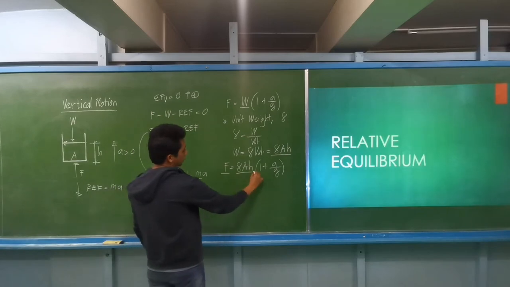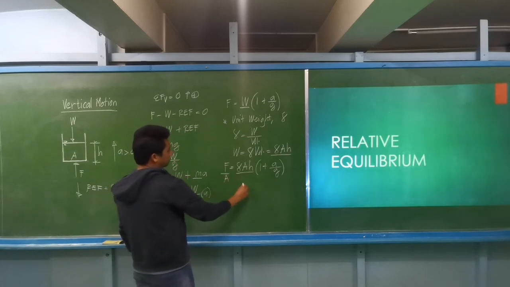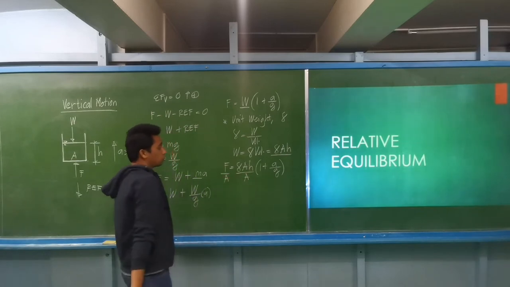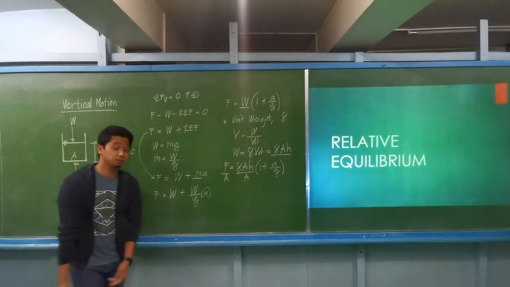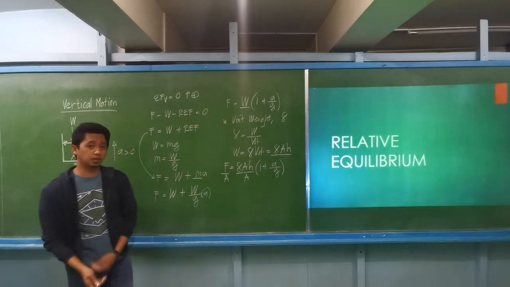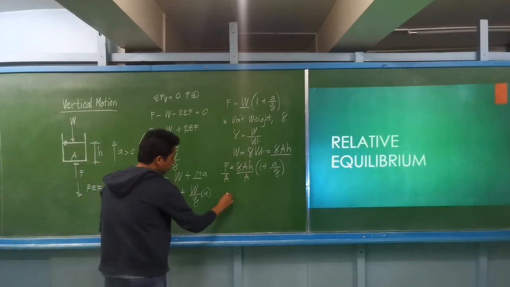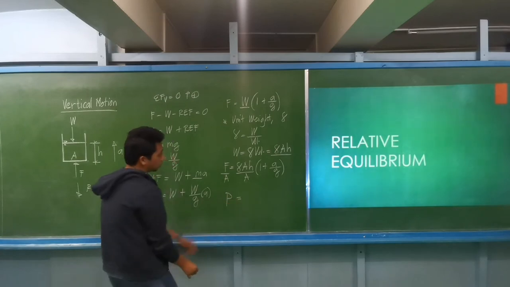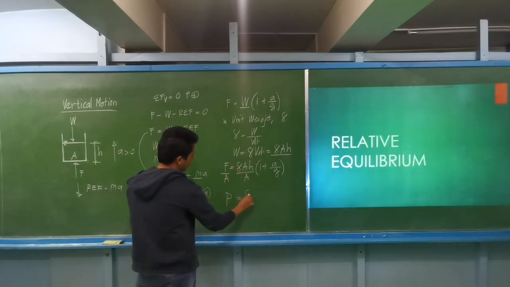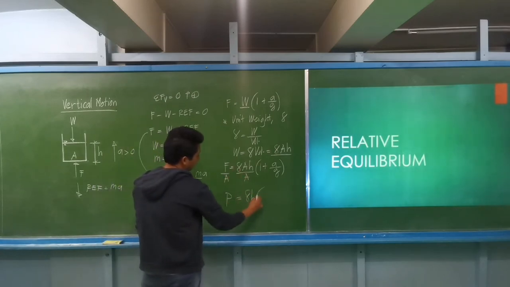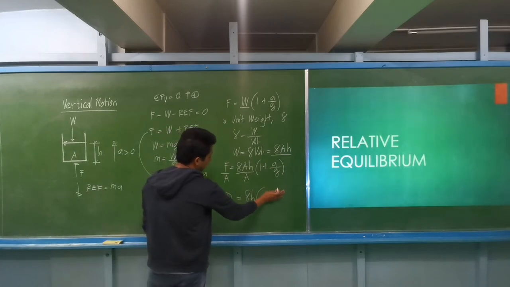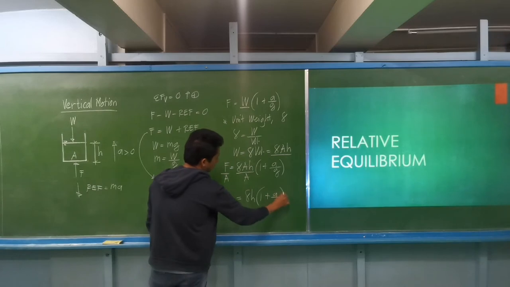Dividing both sides of the equation by the area, what is force over area? Force over area in strength of materials is stress. But here in fluid mechanics or hydraulics, it is pressure. We have the pressure is now equal to gamma H, the unit weight of the liquid times the height of the liquid, multiplied by 1 plus the acceleration divided by the acceleration due to gravity.